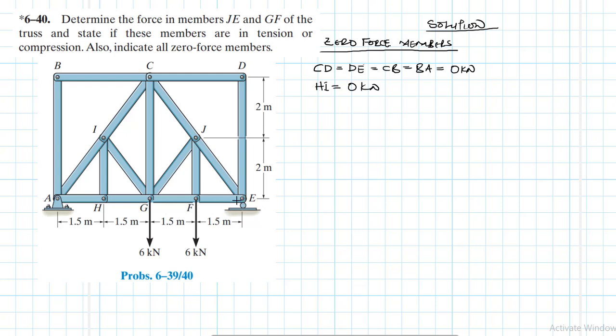For this one, we're going to use joint E and joint F. So we need to find support reactions quickly. Let's draw a free body diagram. We have AY, we have AX, and then we have EY. So summation of moments about A equal to 0, with anti-clockwise being our reference. What do we have?